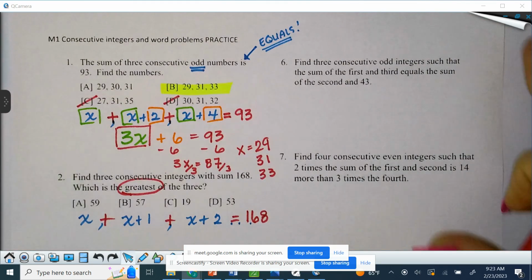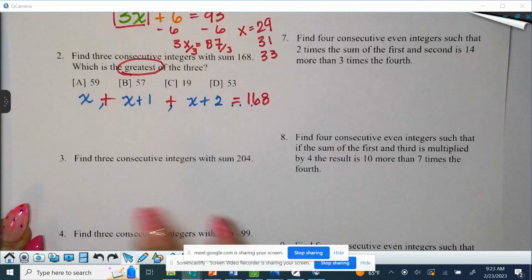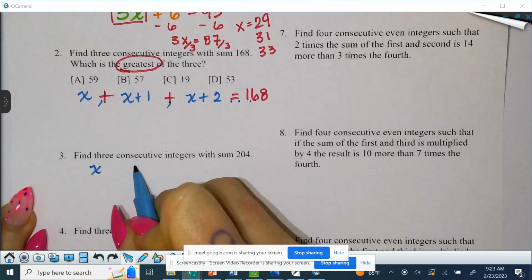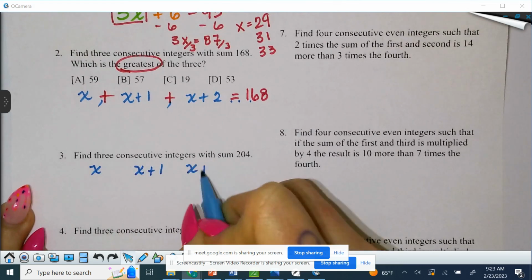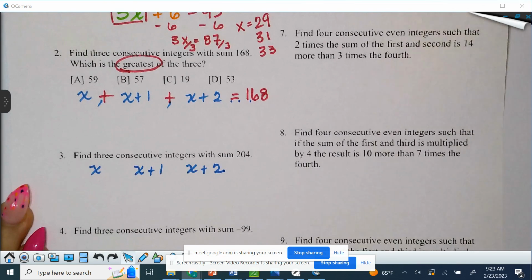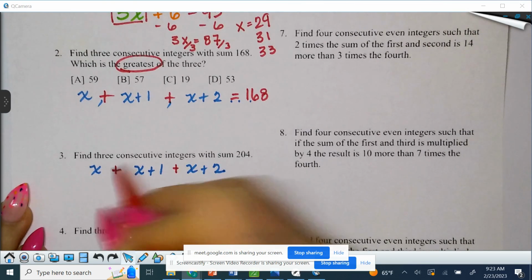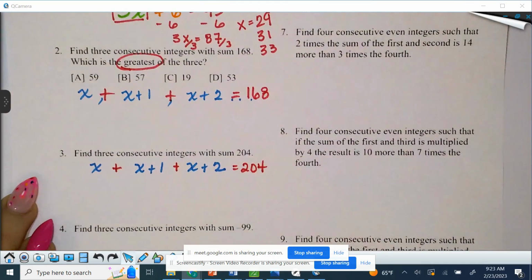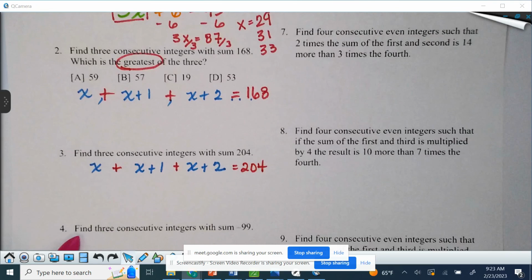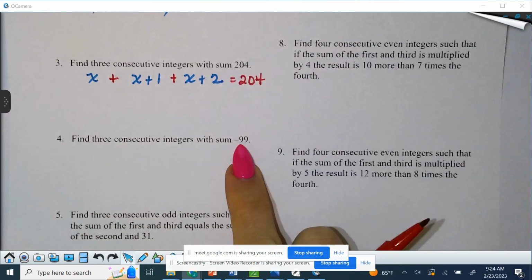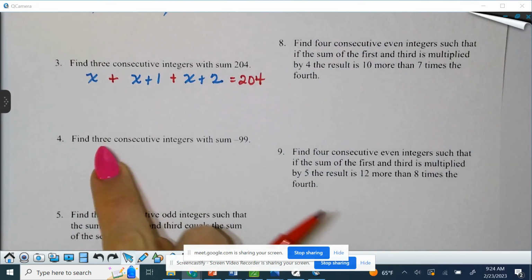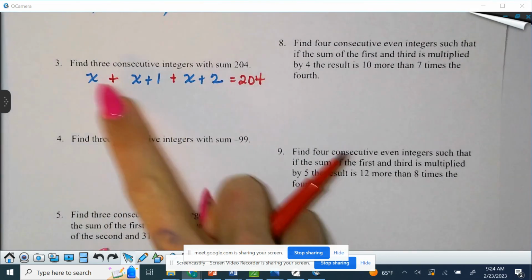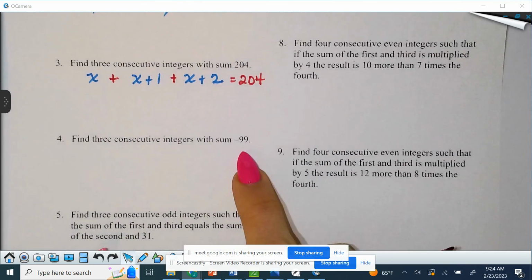Number 3 is find 3 consecutive integers. Again, the word even or odd is not there. So we're going to do x plus 1, x plus 2. It says the sum, so we're going to add them together, is 204. And then it says find 3, so the answer would be all 3 of them. Same for number 4, but again, this would be that point where you end up with that negative 99. It says 3 consecutive, so again, we're going to use x plus 1, x plus 2, sum, we're going to add, equals negative 99, and then solve.